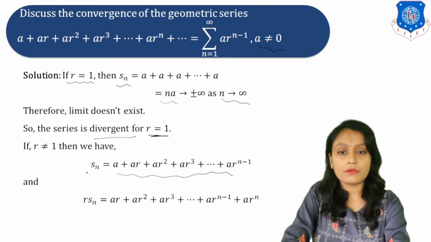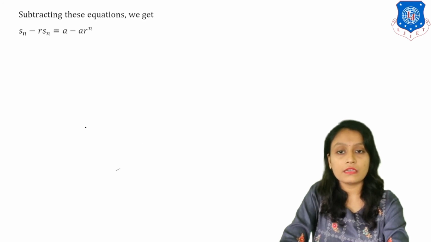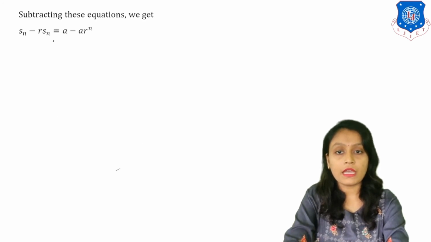Okay, now we will subtract: Sn minus r Sn. So this ar will get cancelled, ar square will get cancelled. At last, what will remain is a and ar raised to n. Okay, you can see here. Now we will take a common from here. We will take Sn common and make Sn the subject. So you will get Sn is equal to a into 1 minus r raised to n upon 1 minus r.